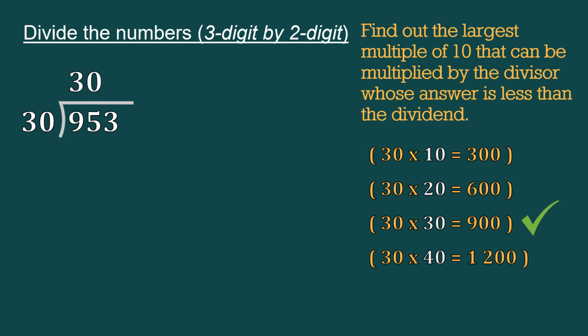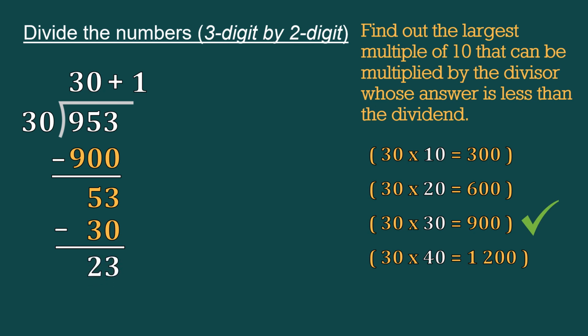We subtract 900 from 953. We get 53. We divide 53 by our divisor 30, and we get 1 as another partial quotient. We get the product of 1 and 30 and subtract the result from 53. It is equal to 23. 23 is the remainder. Now, we get the sum of the partial quotients.